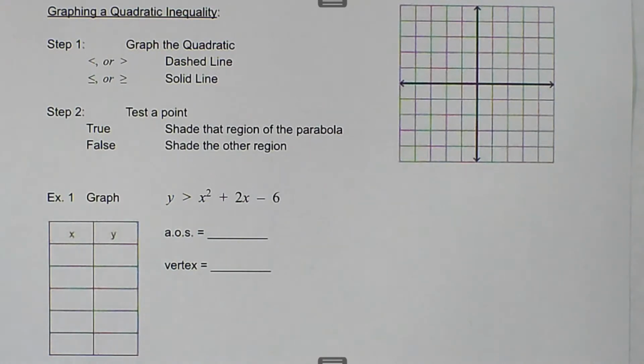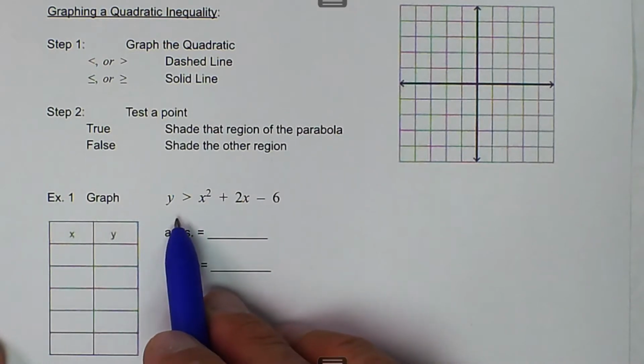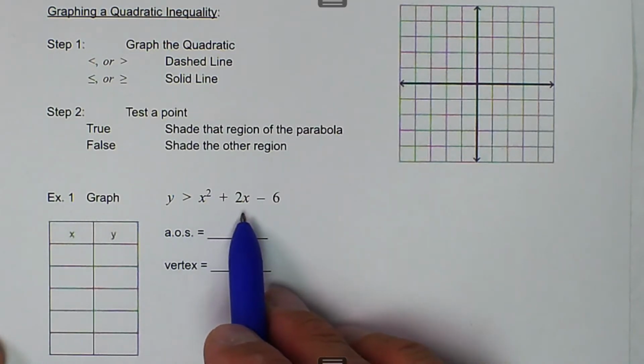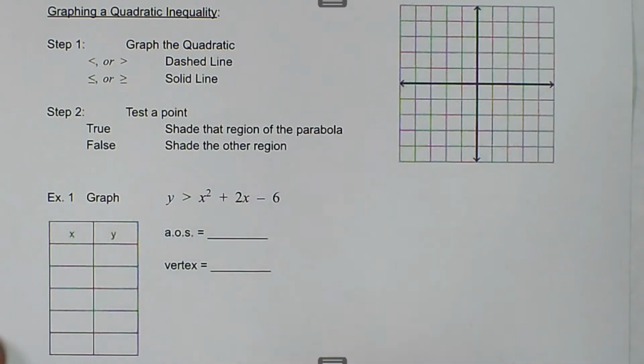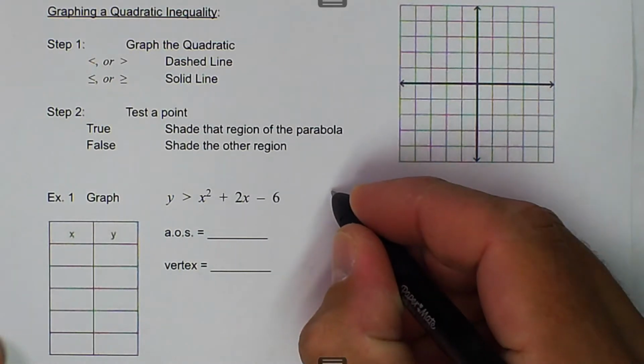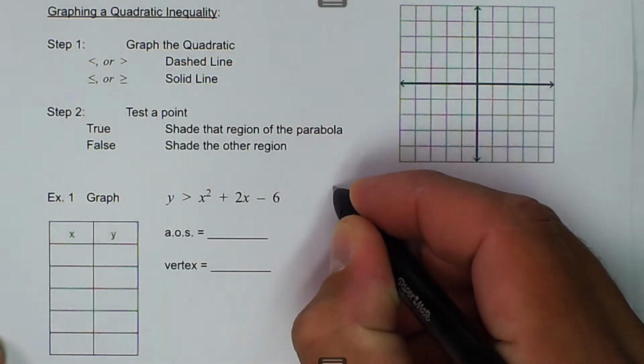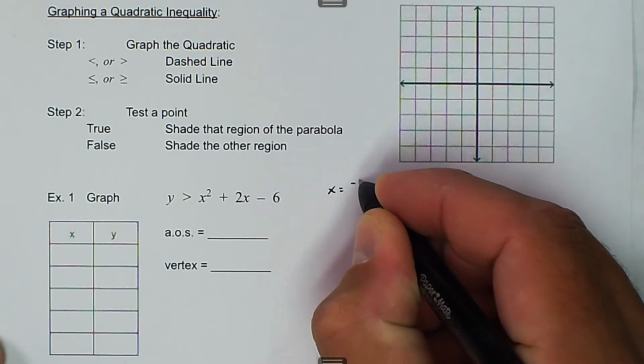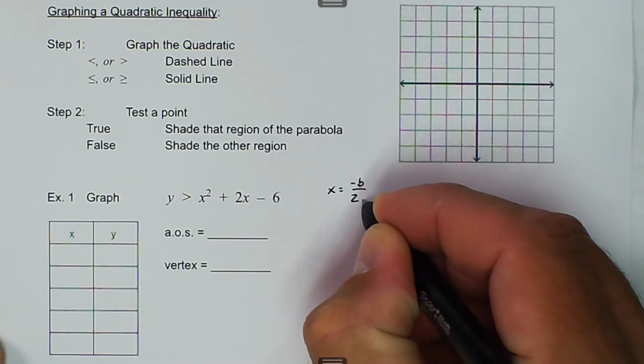Example 1 says graph y is greater than x squared plus 2x minus 6, and this is in standard form. So the first thing we have to do when we're in standard form is find our line of symmetry, or our axis of symmetry. So use x equals negative b over 2a.